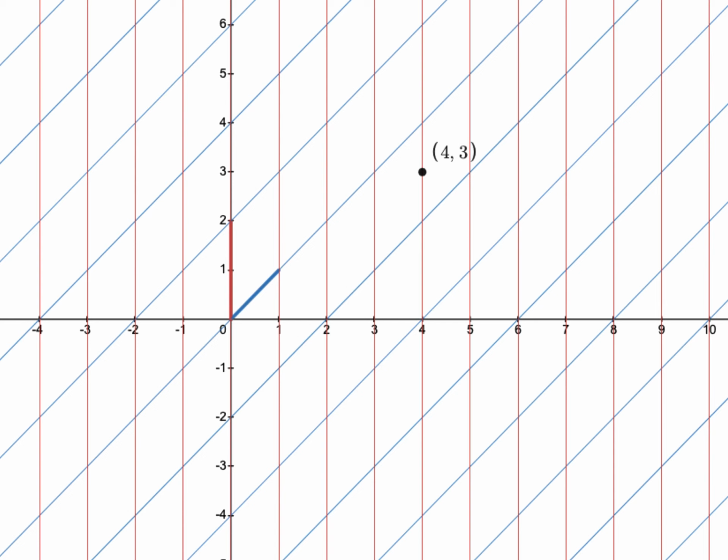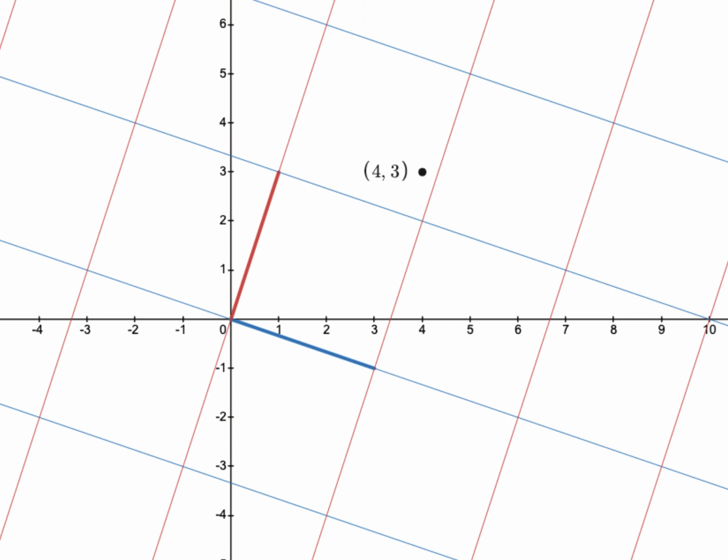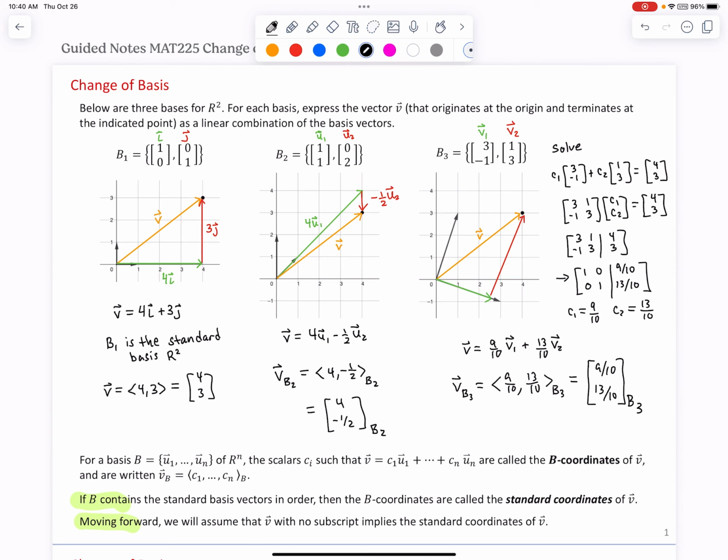And in basis 3, making a grid using them, we can see that we would not need to go the entire length of the blue. In fact, we only have to do 9/10 of it, and then we would have to go in the parallel direction to the red more than 1 copy of red. In fact, it turned out to be 13/10. So 9/10 of the blue plus 13/10 of the red is what it took to arrive at this location, given this new grid. Okay, let's go to the next page.